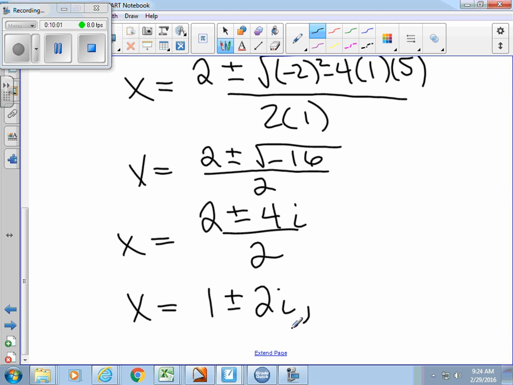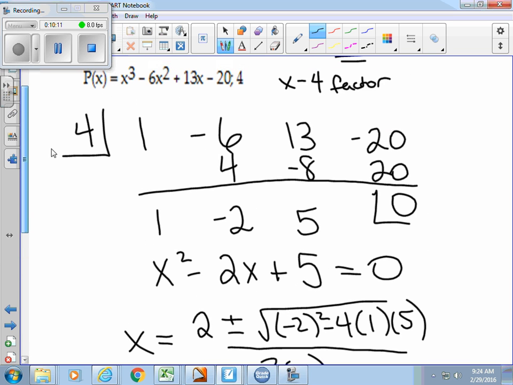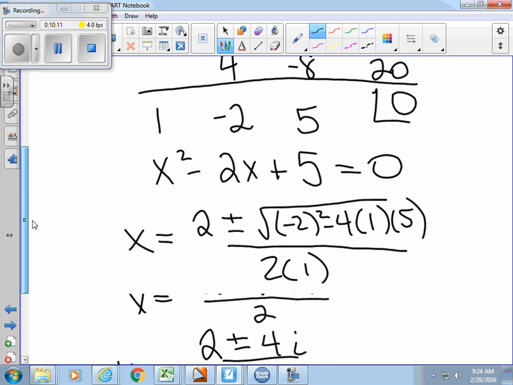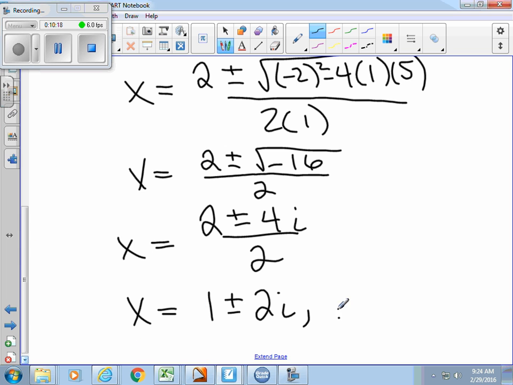Now, if it did ask for all the zeros, what else was a 0 from the very beginning? 4. It didn't ask for it, but 4 is also 0. There are 3 zeros there because it was a cubic. If you are including imaginary zeros as well, there are exactly the number of zeros as the degree. So if it's a degree 3, there are 3 zeros.